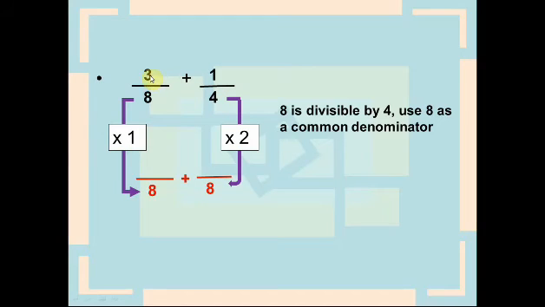We multiply the numerator 3 by 1 and 1 by 2. 3 multiplied by 1 equals 3, and 1 multiplied by 2 equals 2. And now we add the two fractions, the denominator 8, and the numerator 3 plus 2 equals 5.